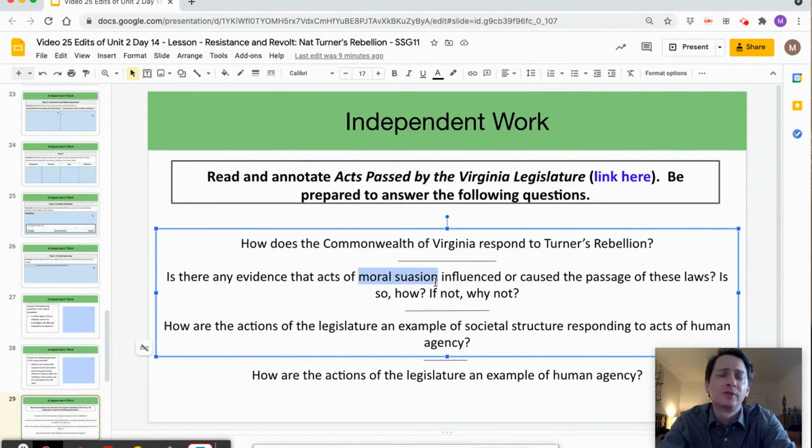And if this was a new phrase to the students, it may be beneficial for them to get a brief reminder of what it is so they know what to look for as they're contemplating evidence that acts of moral suasion influenced or caused the passage of the laws that they are reading. The third and fourth questions focus on the two opposing sides of human agency. The first being that of Nat Turner, his followers, and the growing abolition movement. The second being the human agency demonstrated by the legislatures of the state of Virginia.